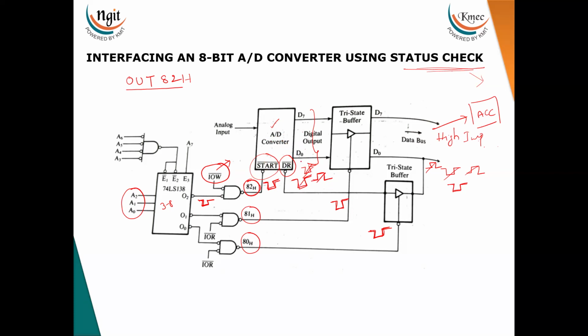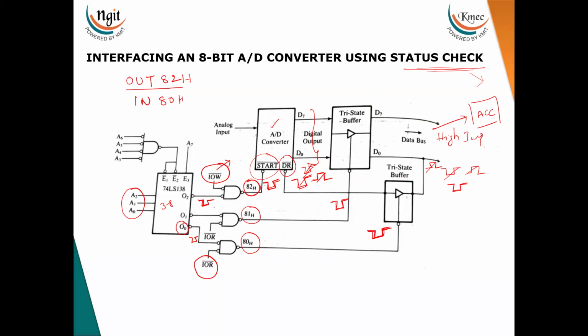Now, to read the status and check whether the conversion is completed or not, the microprocessor executes IN. The status signal is connected to port number 80. So after executing IN 80H and decoding this data, this port is enabled and a low signal is generated. IN means a read control signal. After giving the read control signal, this port is enabled and generates the low signal over here, thereby enabling this tri-state buffer.